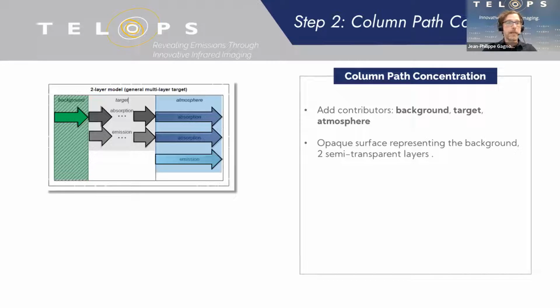Then after that, we add a layer of, well, the gas plume itself, which has a given depth and a given concentration of gas. And then we have the atmosphere that is between the camera and the background, and the camera and the plume. So the atmosphere is composed of gases, water vapor, carbon dioxide. All of those compounds emit and absorb infrared energy. So we have to add that to the mix.